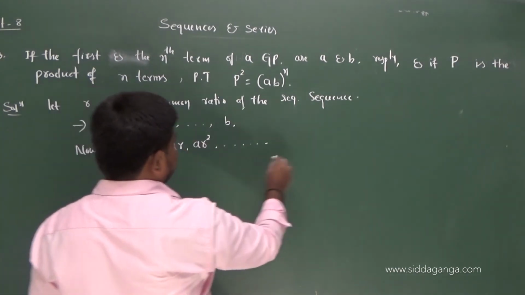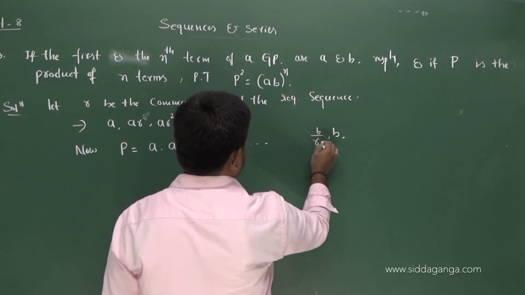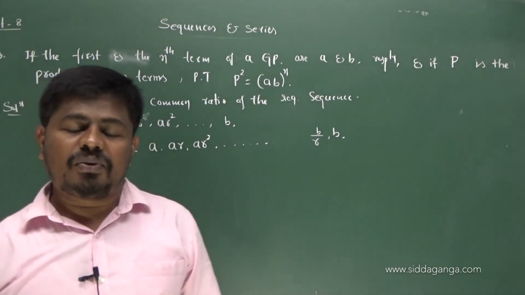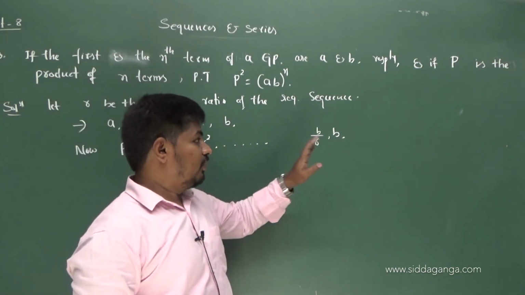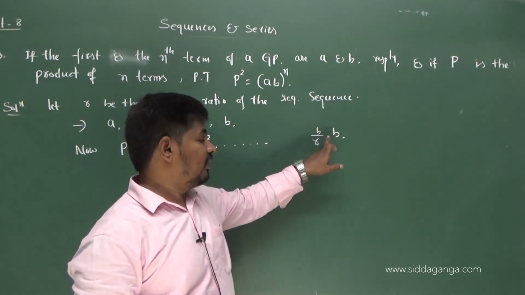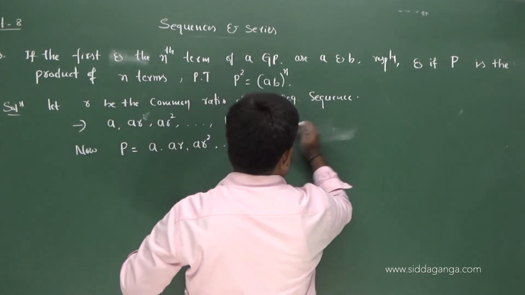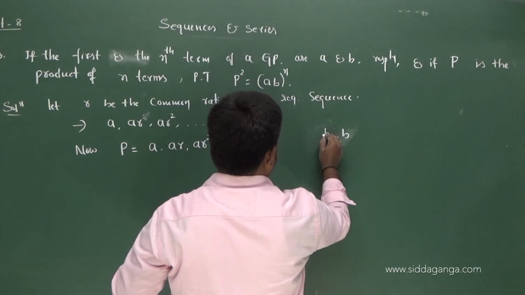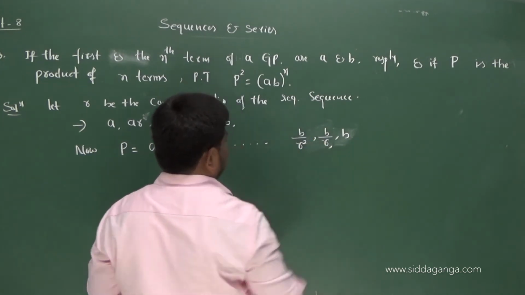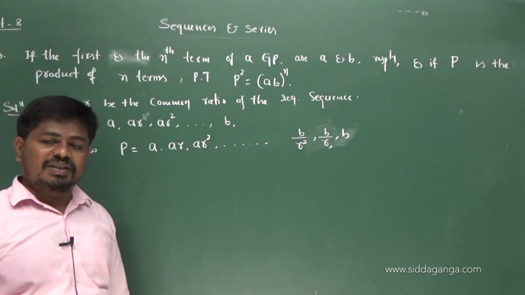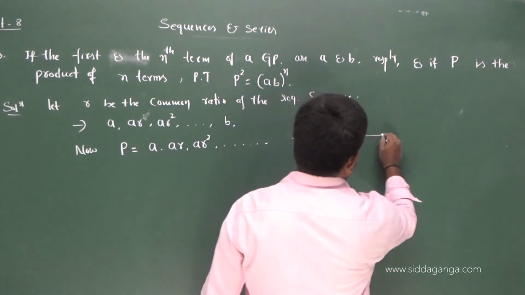Now if B is the nth term, what is the previous term? It will be B by R, because to get the preceding term we have to divide the current term by the common ratio. Again, the preceding term becomes B by R square, then B by R cube, and so on. Take this as equation 1.